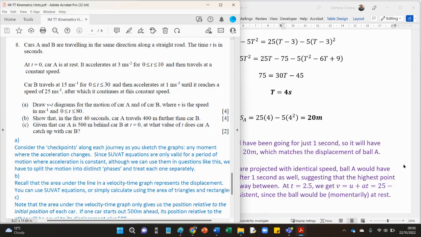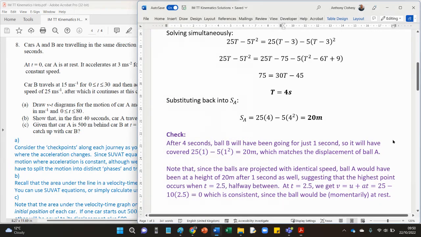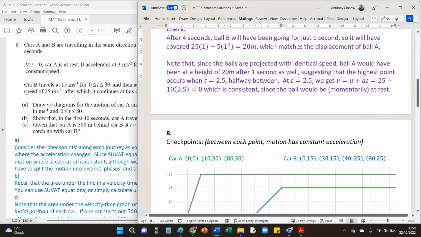Think about any points where the acceleration changes, because when the acceleration is constant, we have a straight line. And if we have a different constant acceleration, we'll have a different straight line. But in between, there'll be a point when the slope of the line changes. So I've started by writing down my checkpoints.